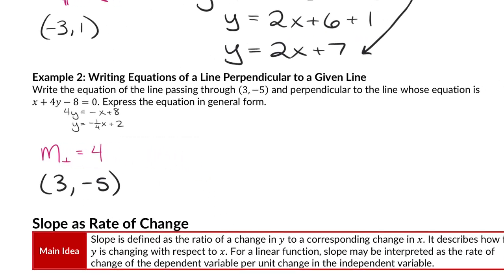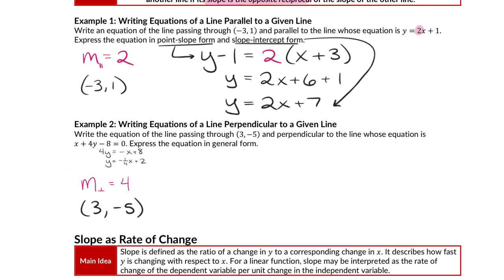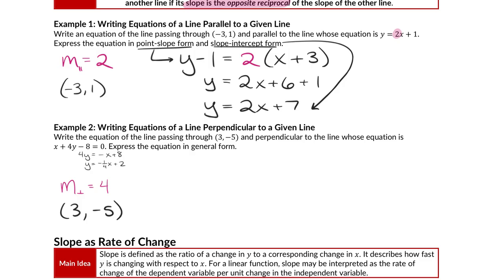Now that I have the point and the slope, it's going back to kind of how we started the other question. We have a point slope equation, so we do y minus y1 equal to m, the perpendicular slope, times x minus x1.